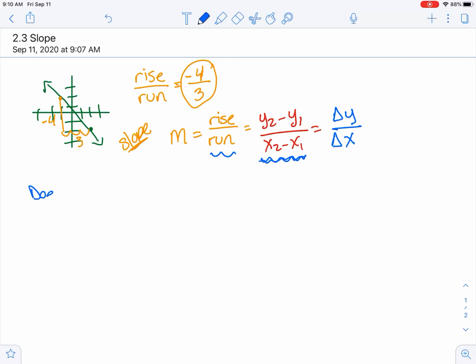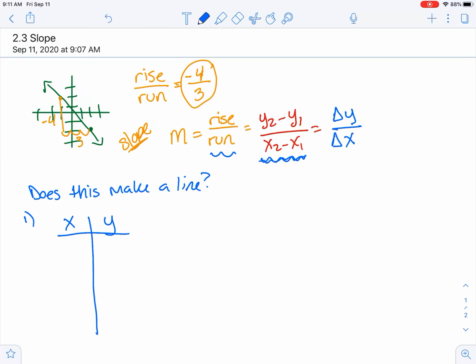So the first thing that I want to talk about is, does this make a line? So I'm going to give you some points, and we're going to try to figure out whether it makes a line or not. So if it makes a line, we should have a consistent slope. That slope should be constant. No matter what 2 points we choose, that slope should simplify to the same thing.